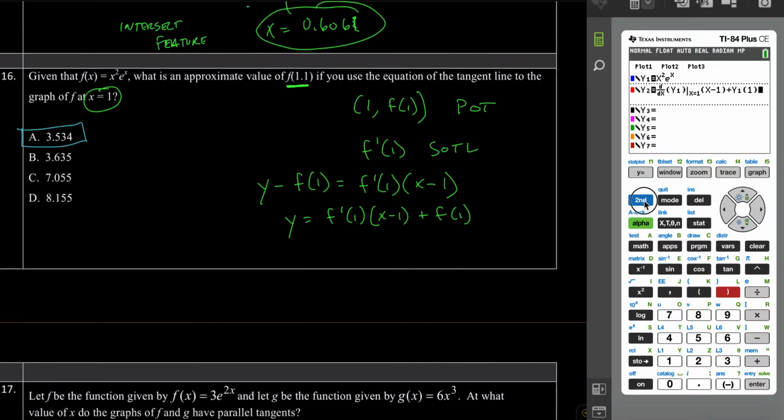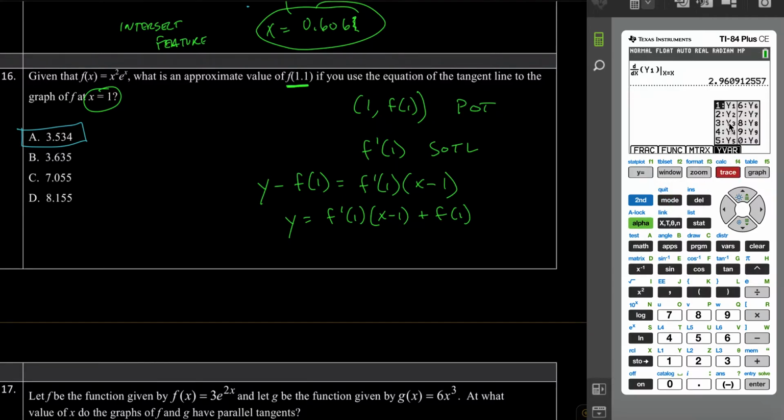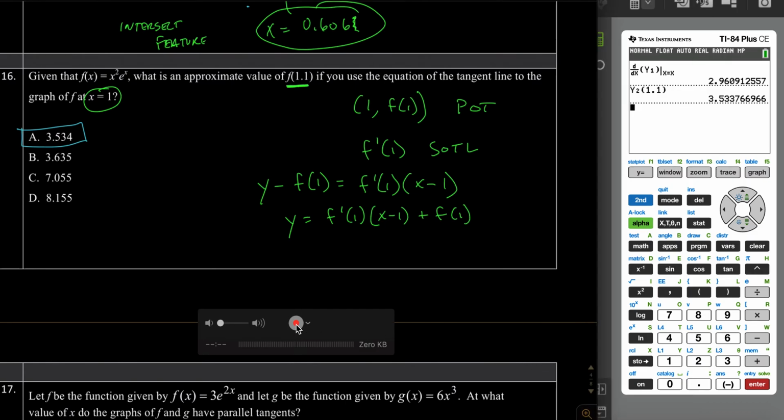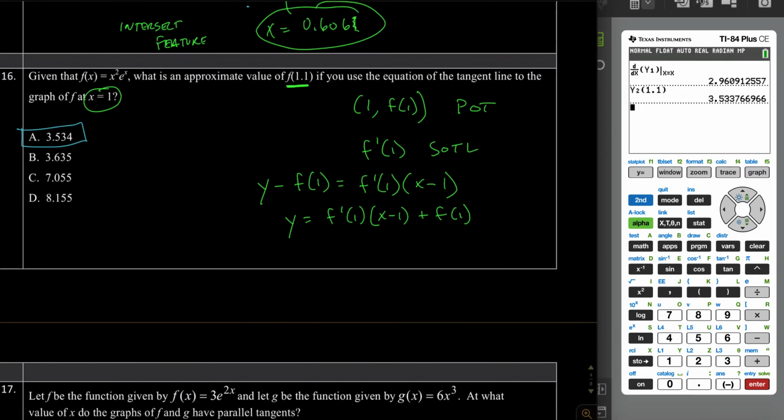So now we're going to go out to our main screen, and we want to plug 1.1 into that tangent line to estimate. So I'm going to call back function 2, and I'm going to plug 1.1 into that. And I get 3.5337, which rounds to 3.534. Just your choice.